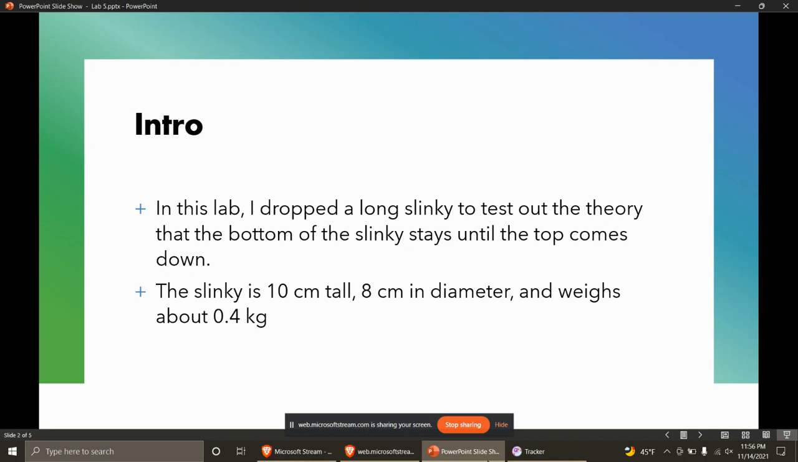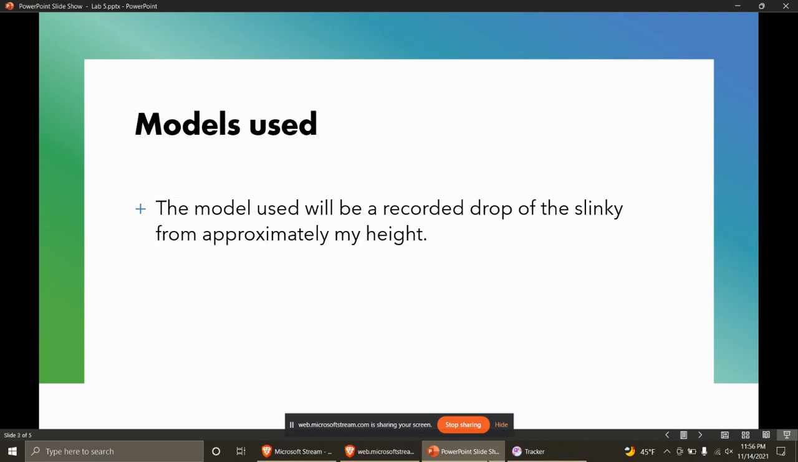come down in unison. My Slinky is 10 centimeters tall, 8 centimeters in diameter, and weighs about 0.4 kilograms. And it's a fairly new Slinky. I bought it just before I filmed it, so that's pretty much what I have right now.